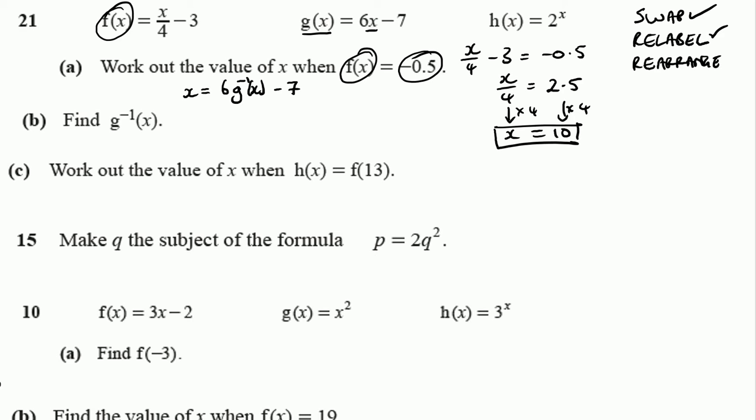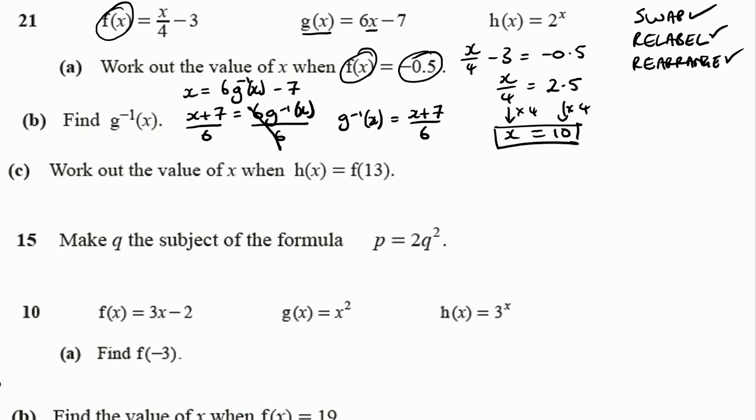Now I rearrange the function to make g inverse the subject. This is just like solving an equation. I'm going to add 7 to the other side, getting x plus 7 equals 6 times g inverse x. And if I now divide by 6 to get rid of that 6 from the g inverse, I've solved the question. g inverse x equals (x plus 7) over 6. Remember that rearranging a formula is just like solving an equation, and we'll get more into that when we've got more formulas to rearrange.